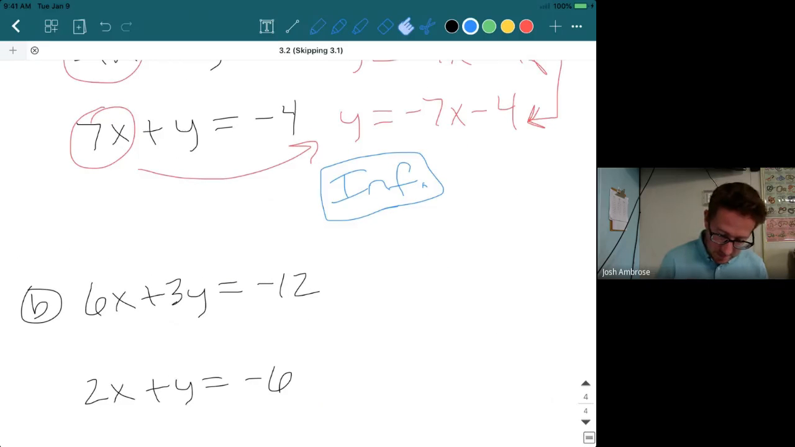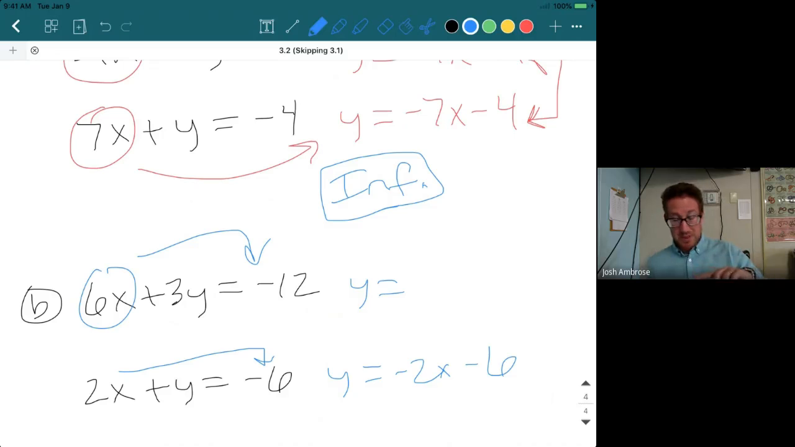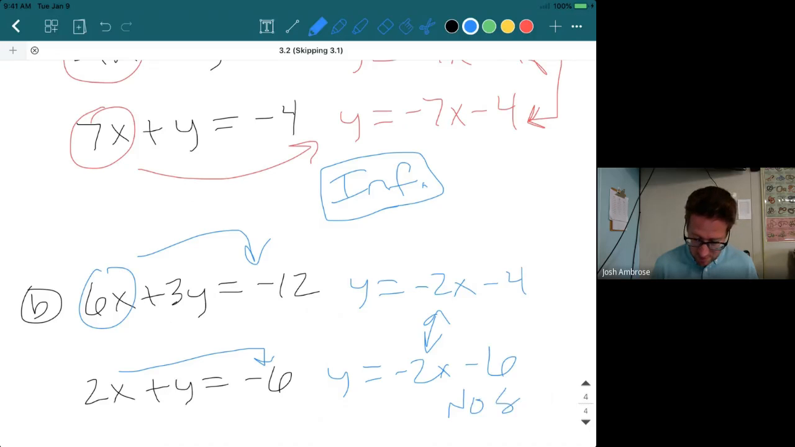All right, last little piece here. Okay, take the 2x, move it over. Y equals -2x minus 6. And then take that 6x, move it over here, divide everything by 3. And if you move the 6x over, it's going to be a negative, divide by 3. Let's see, you're then going to have a -2x, and divide that, that's going to be -4. So notice we have same slopes, but different y-intercepts. So this is going to be a no solution.